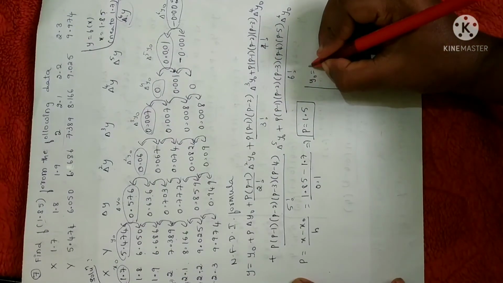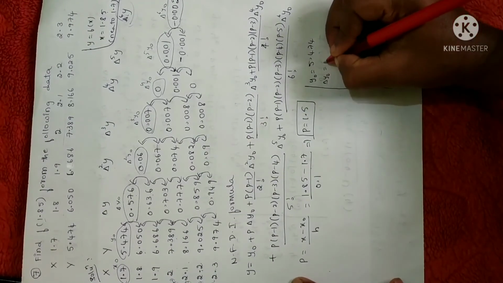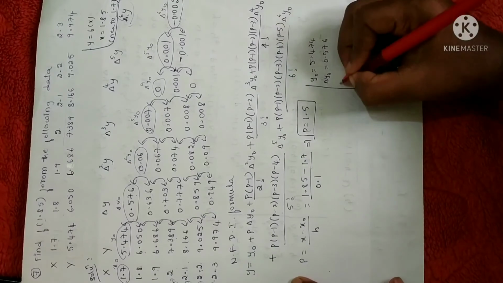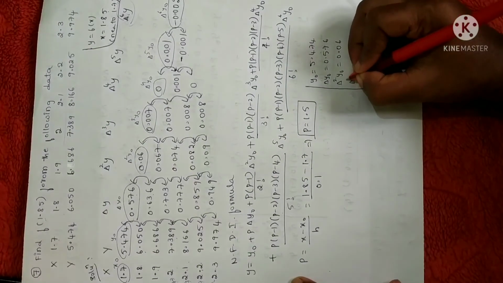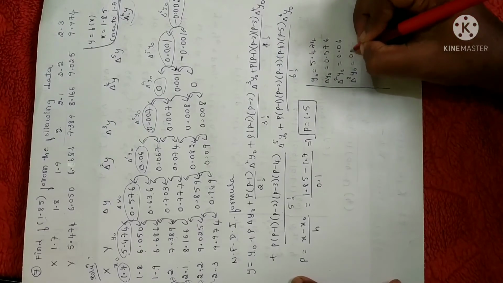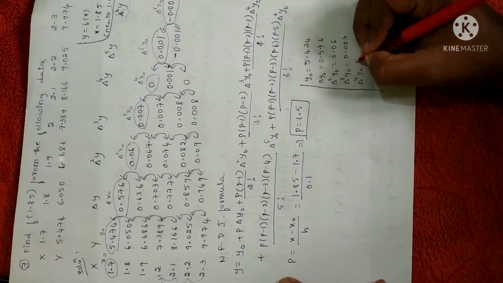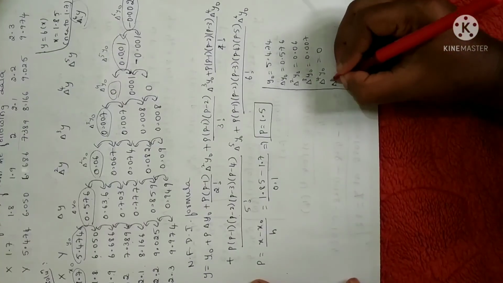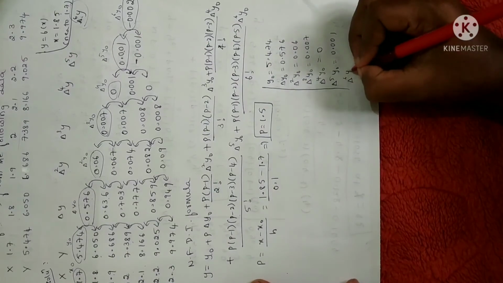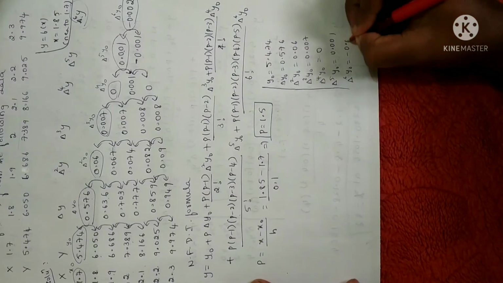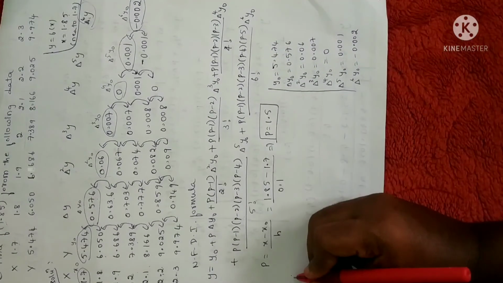y naught is 5.474. Delta y naught is 0.576. Delta square y naught is 0.06. Delta cube y naught is 0.007. Delta power 4 into y naught is 0. Delta power 5 into y naught is 0.001. Delta power 6 into y naught is minus 0.002. So we need to substitute all these values in this formula. So let me do that.